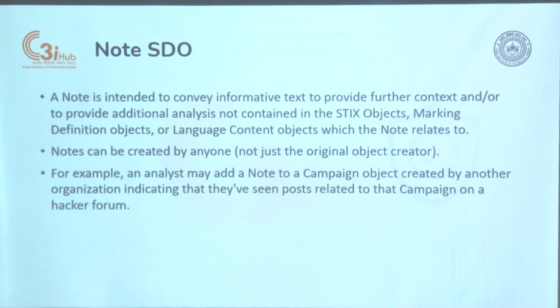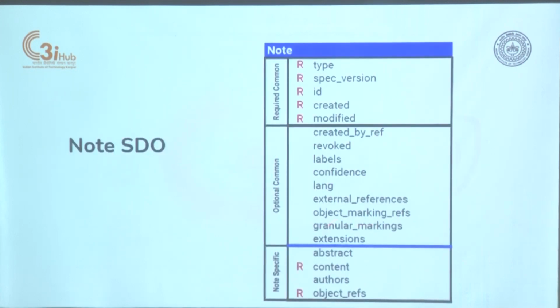This is additional information if you want to add a note to the threat information. So, informative text to provide more context or to provide additional analysis not contained in the STIX object or the marking definition object or language content objects which the note relates to. So, this is additional meta information. So, this is not going to be actually processed as such. So, you can have the content of the note, you may also mark the author, you can give some reference to additional objects like URLs and so on, and confidence with which the note has been written, whether the note has been revoked, all this kind of information.